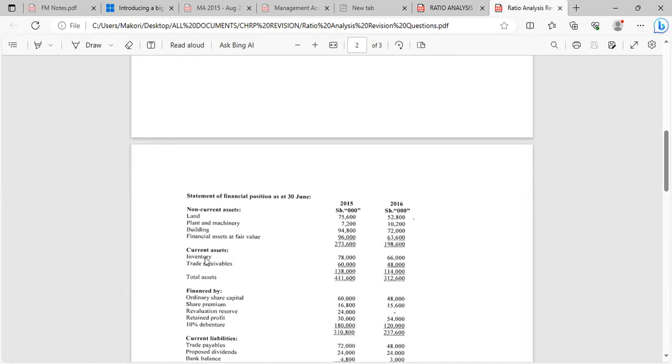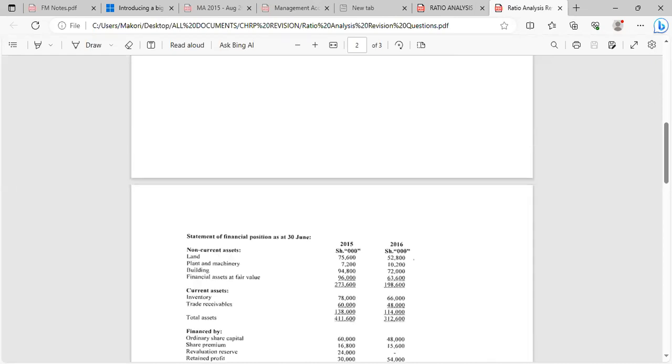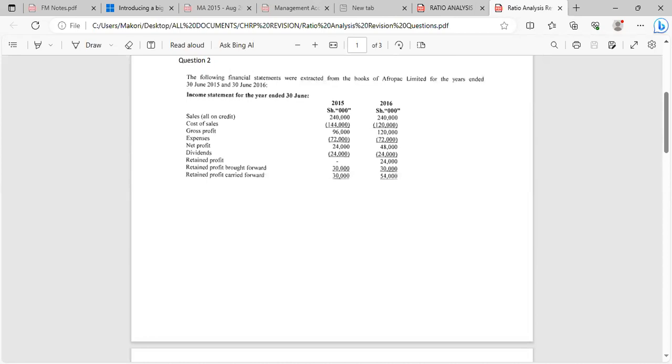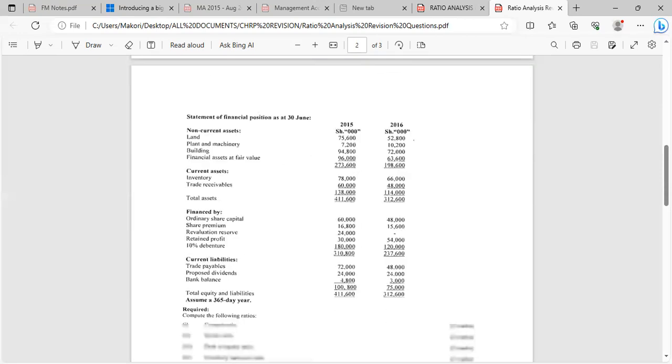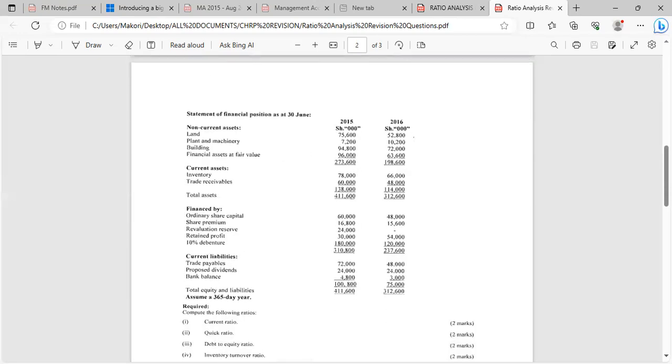So for the year 2015, we are not given the opening inventory. Actually, we are only given the inventory, and the inventory that appears in the statement of financial position is normally the closing. Are we given anything here? We are not. So for the year 2015, you don't need to do the average inventory because you only have one inventory, which is 78,000.